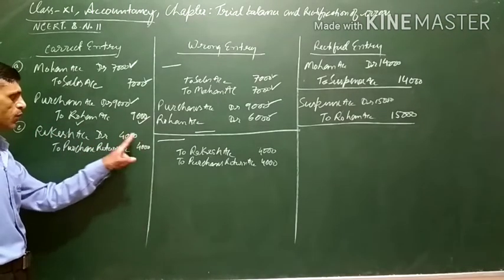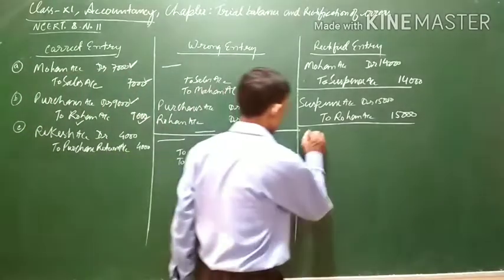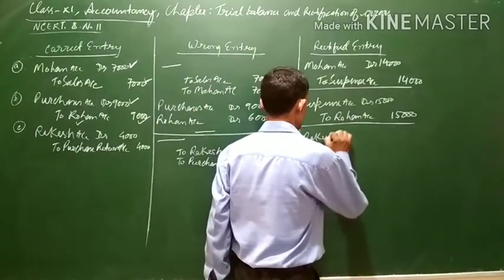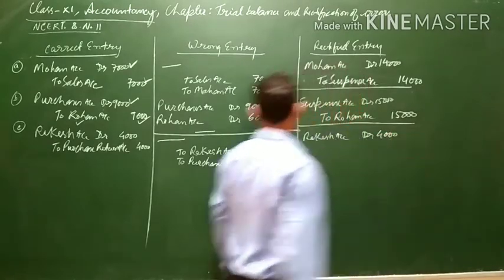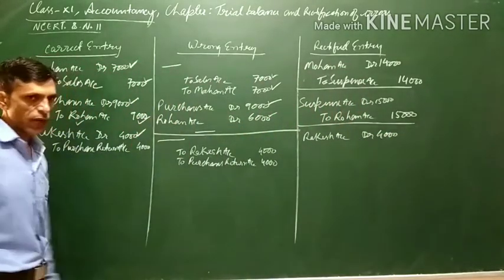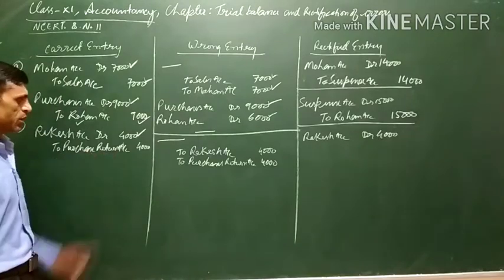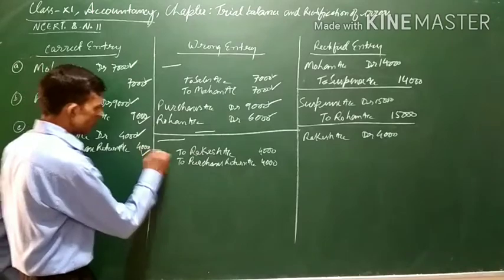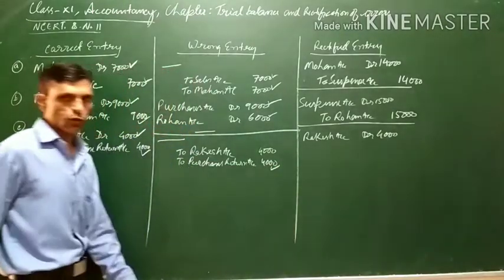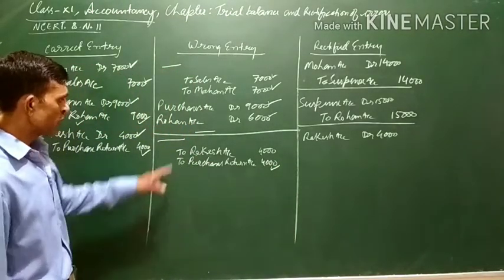So what will we do? We will debit Rakesh's account. Rakesh account debit, amount is 4,000. So this has been rectified. Now see, purchase return is to be credited, and purchase return has been credited. So there is nothing wrong, and we do not have to do anything with it.